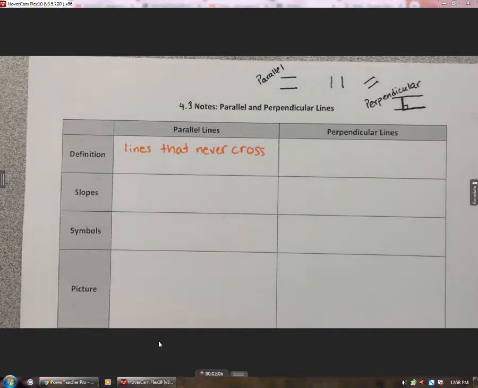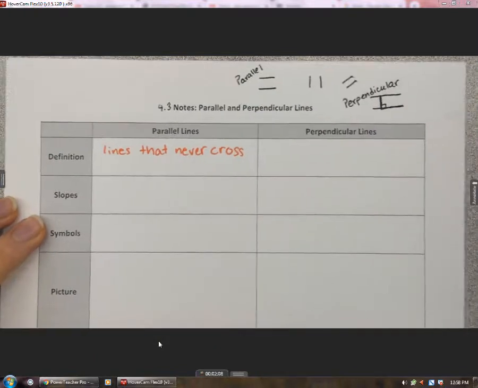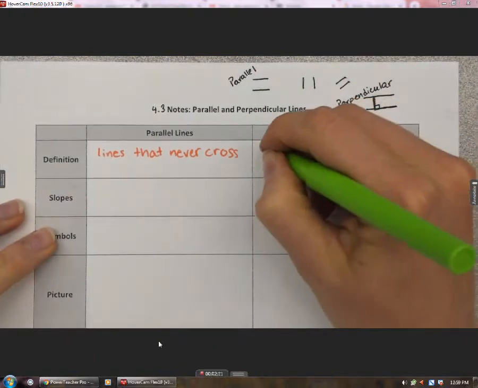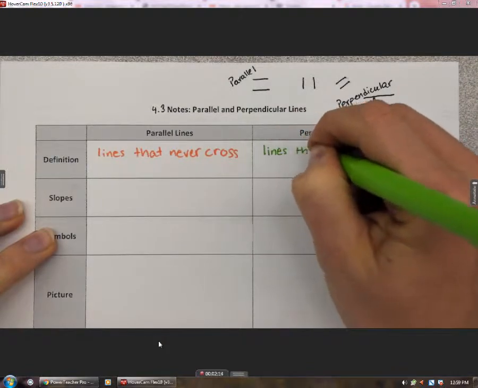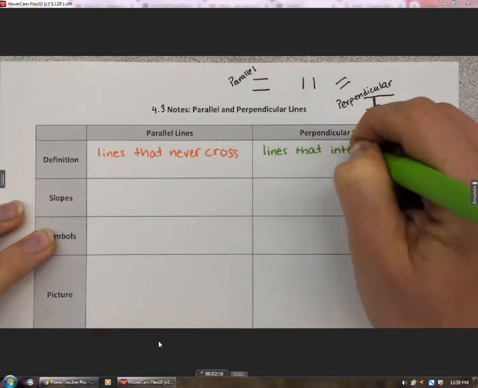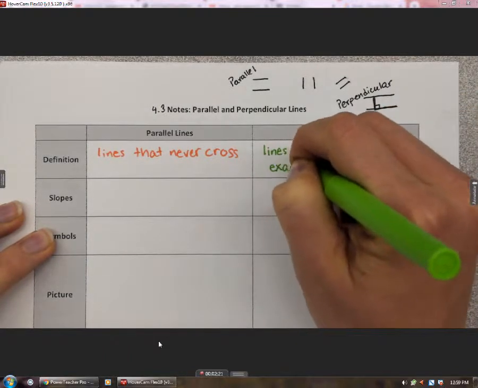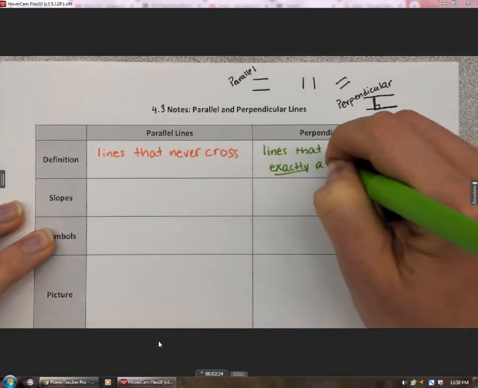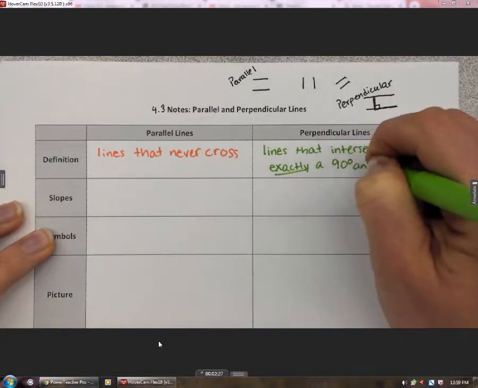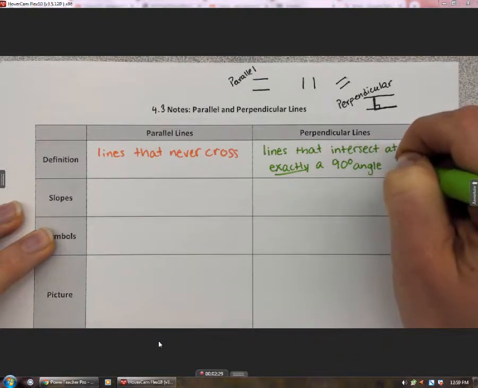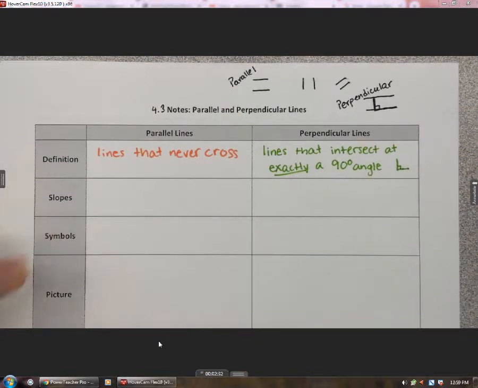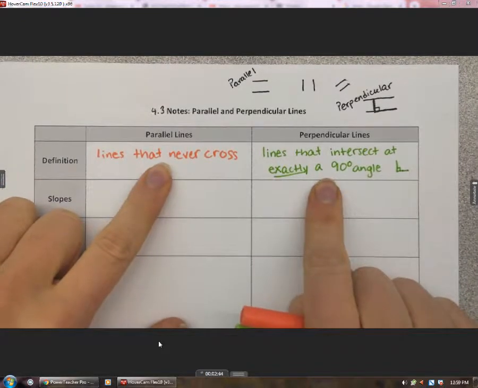Perpendicular lines are lines that intersect at exactly a 90-degree angle. Exactly 90 degrees. Like a cereal box has 90-degree angles most of the time, unless you squish them. So because of this, we've defined them to be like this.